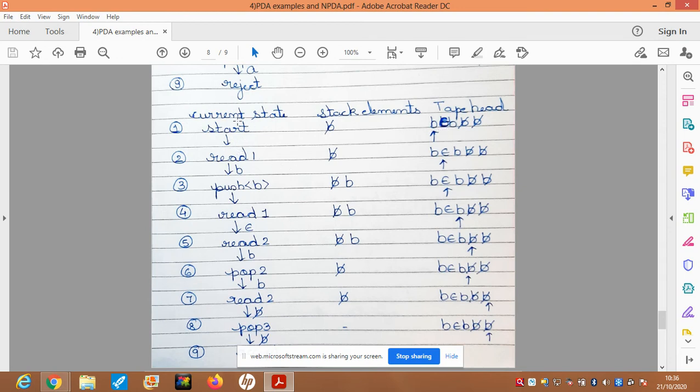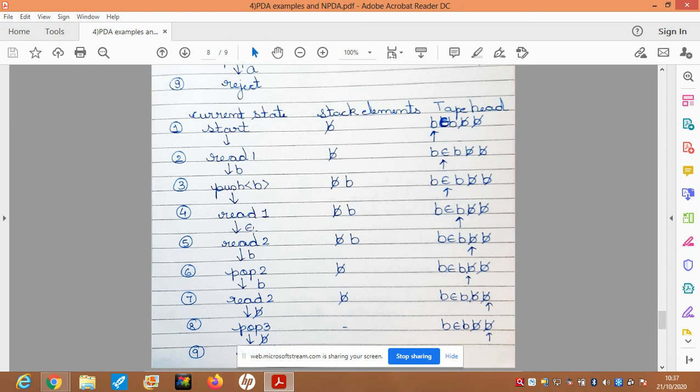Okay, now I've taken a simple example for an even length palindrome string, BB. So initially I have a start state, the stack is empty, and the read head is at the first position of the string. When I read, I will push all the symbols onto the stack which are present on the left side of the epsilon, which is considered to be the central element. Steps 2 and 3 represent pushing of B onto the stack. Now, step 4 shows that we move from read 1 to read 2 on reading the epsilon symbol. This has happened because epsilon is a central element.